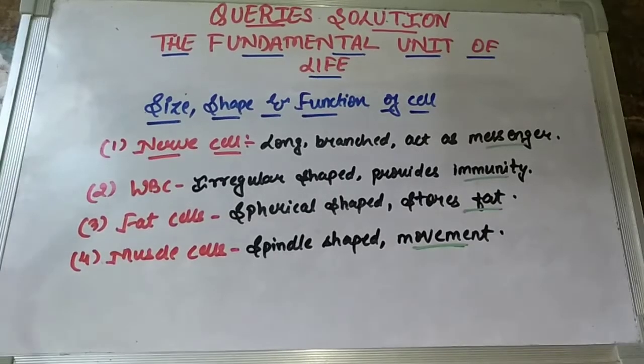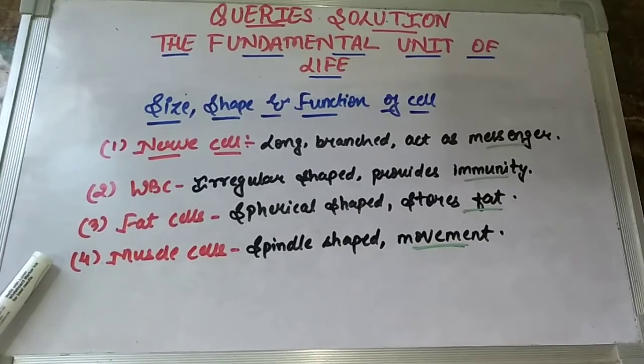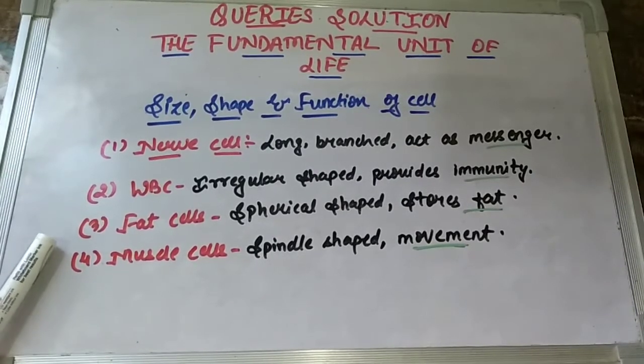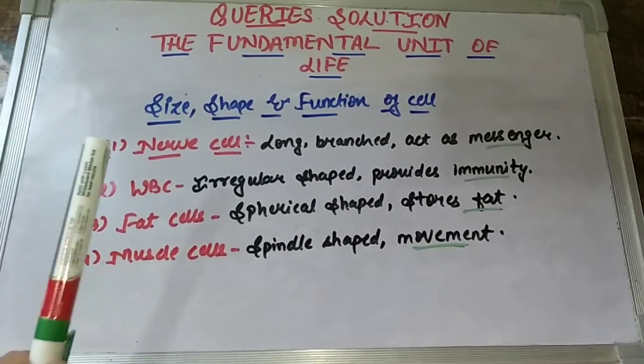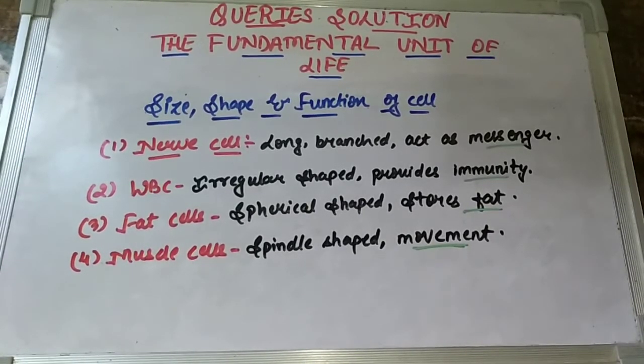So these are all the different examples, children, that we are going to learn today, that how the different shape and structure of the cell has a relation with the function that it performs. These are a few examples that we are going to take up today, and I think many of you can read out the key points which I have written, and you can relate with what I am trying to explain to you. Now let us take the very first example, children.